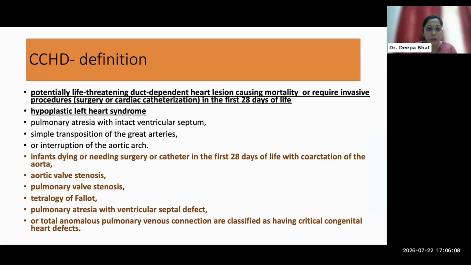Do I have time or should I wind up? Ma'am, how much more? Another 10 minutes would be fine, ma'am. 10 minutes would be fine. Yeah, okay, because it's really interesting and we did not even realize that you have covered 1 hour. It's really resourceful. Okay, sorry.